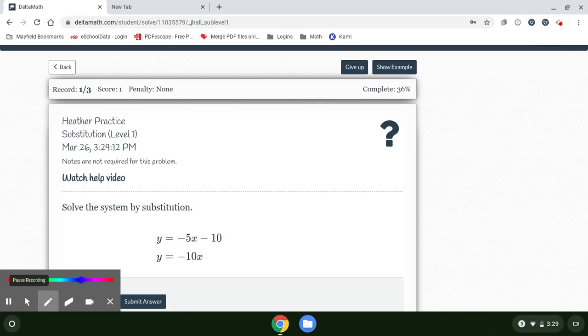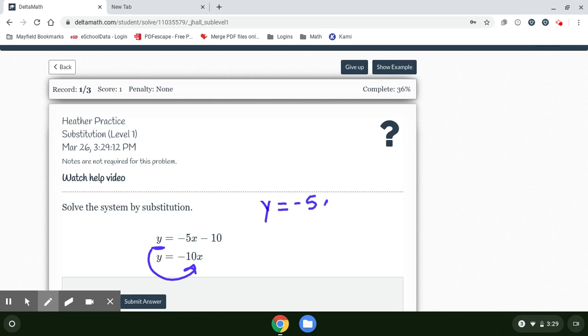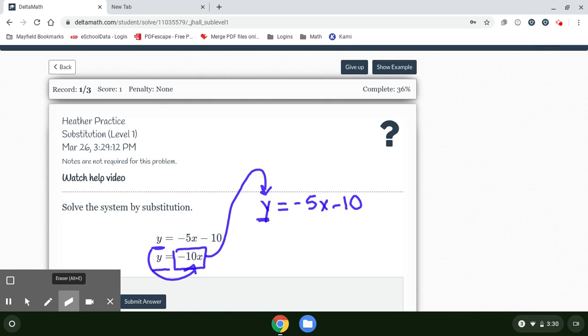Okay, so the next problem is y equals negative 5x minus 10 and y equals negative 10x. So I'm going to replace that y with what y equals. This time I'm going to write it out for you a different way. You'll notice I have y here. Since y equals negative 10x, I'm going to put negative 10x in for y. I'm going to erase y and put the negative 10x in its place.